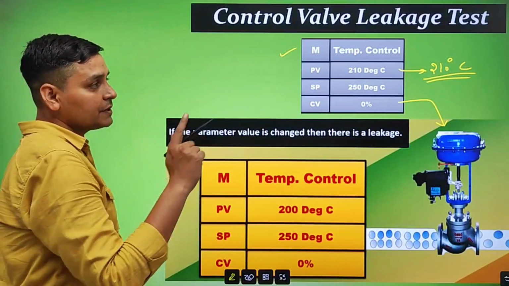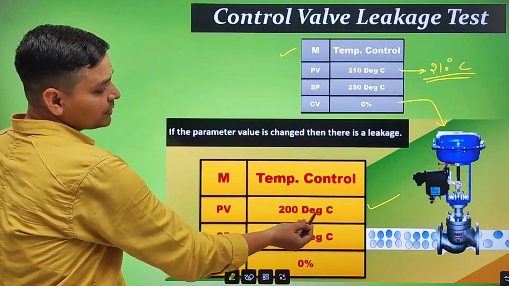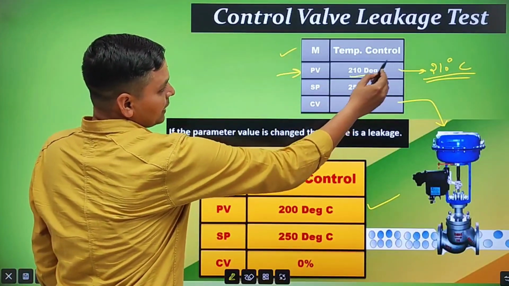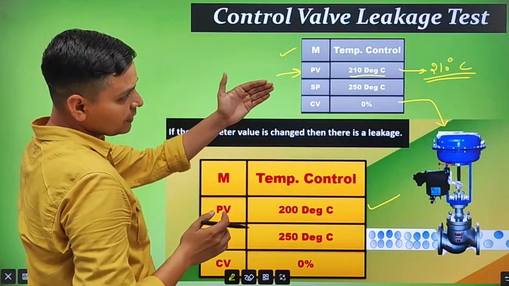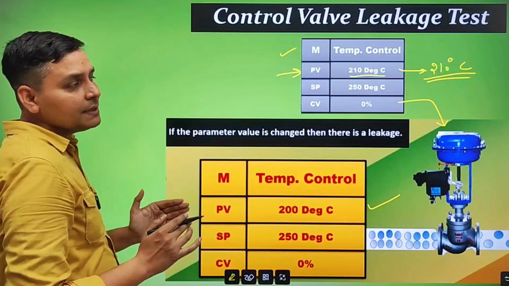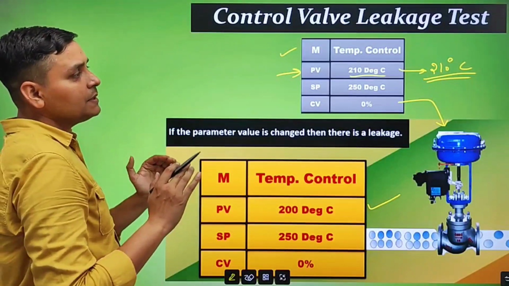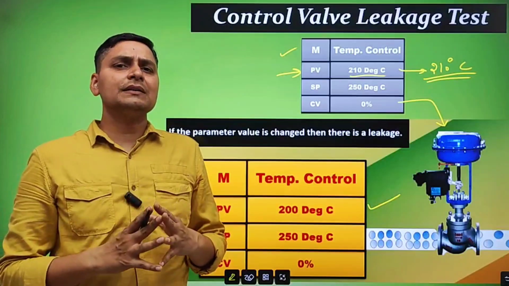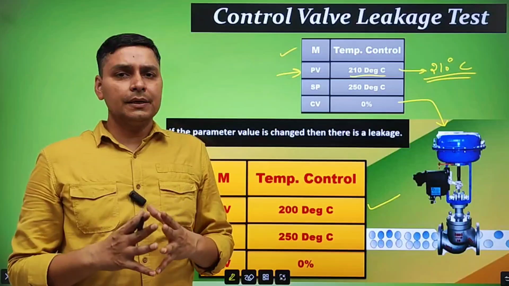But if process variable is not stable, like in this case, here process variable is 200 degrees Celsius. Before it was 210 degrees Celsius, now it is 200 degrees Celsius. So process variable is changed from 210 degrees Celsius to 200 degrees Celsius. That means fluid is passing. Okay. And control valve is leakage. Okay. So this is the very simple method to test that control valve is leakage or not. I think it is clear to you.